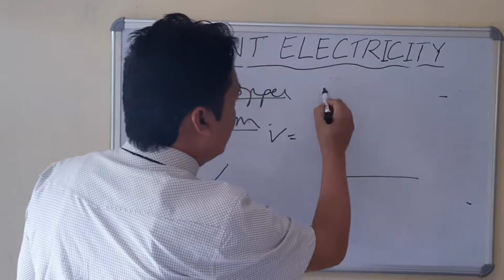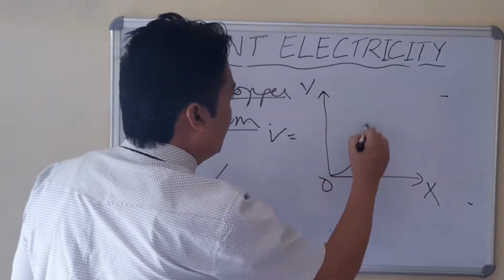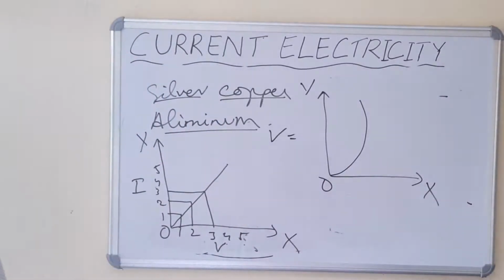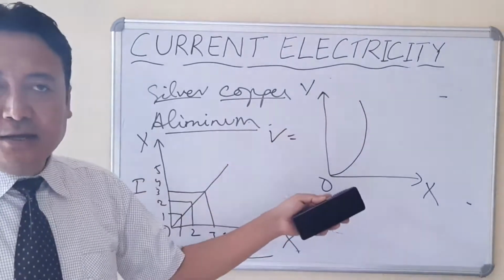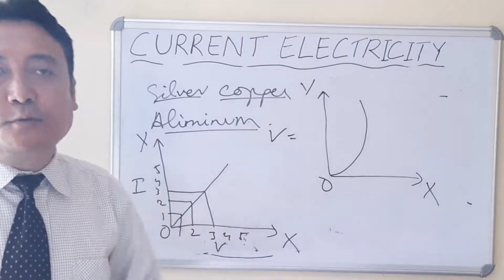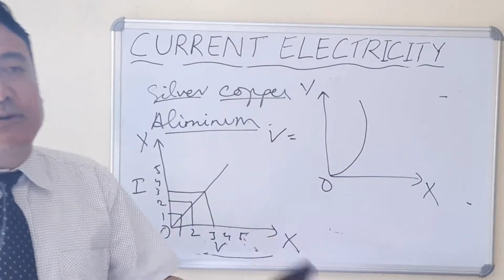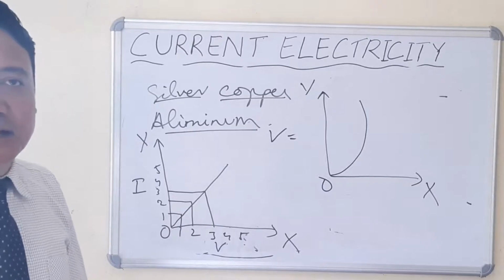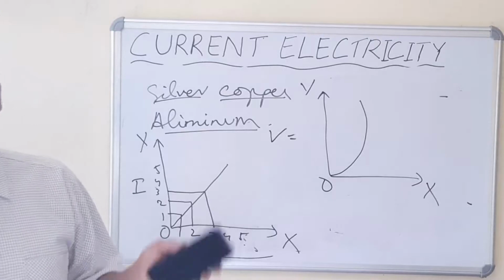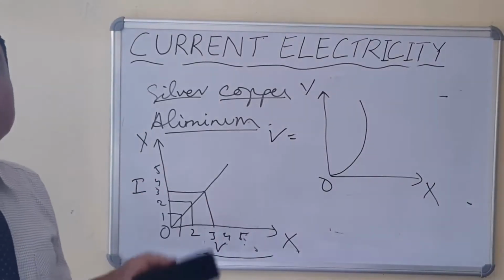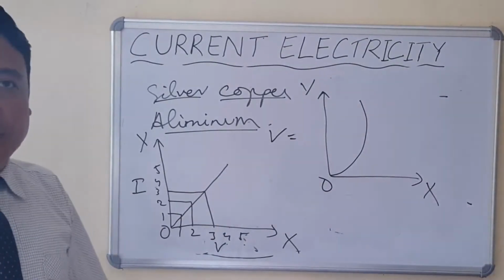When I draw the graph here, X, O, Y, the graph will be a curve. Instead of a straight line, the graph follows a curve, which means the conductor is not obeying Ohm's law. That means the current is not proportional to the potential difference, nor is the potential difference proportional to the current. Examples of non-ohmic conductors are electrolyte, vacuum tube and semiconductor diode.